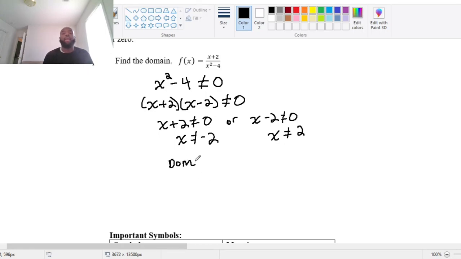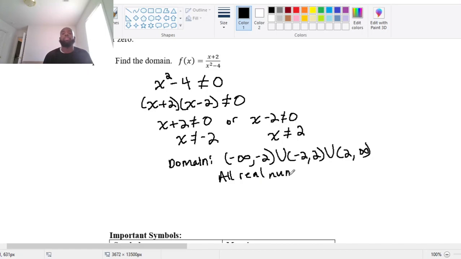So my domain is going to be from negative infinity to negative 2, union negative 2 to 2, union 2 to infinity. And this is equivalent to saying all real numbers except 2 and negative 2. And I'm just going to say plus or minus 2. All right. So we're basically talking about the whole real number line, but we're skipping over negative 2 and positive 2. Now, some very interesting things may happen to our graph at those points that are not in our domain.